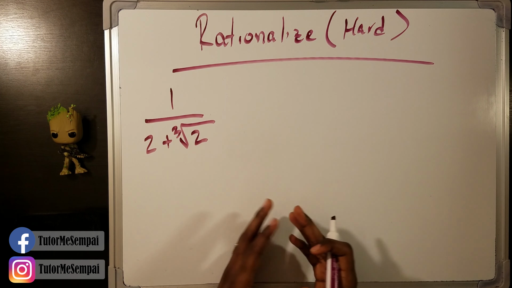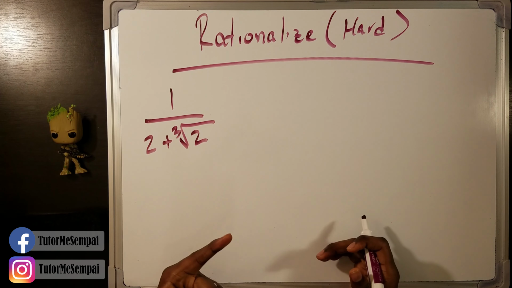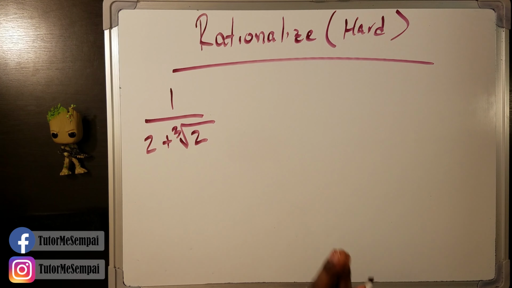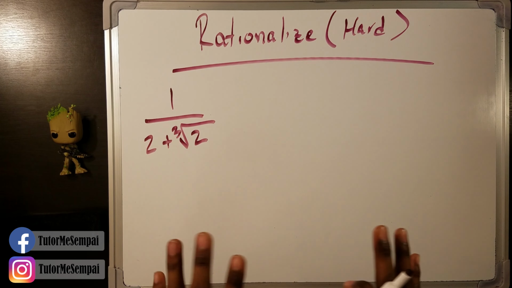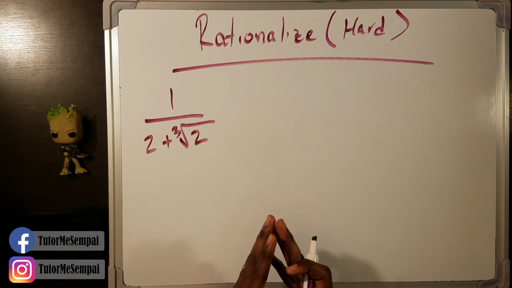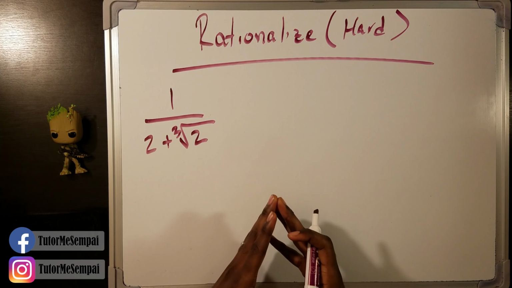So at this point, we've covered our Super Saiyan 1 and our Super Saiyan 2 version of denominators that need to be rationalized. Now we're going to the behemoth of the bunch. This is what I would call Super Saiyan 3.